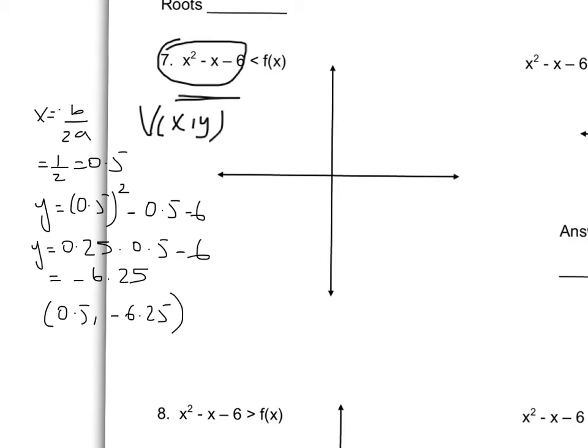So if you just count 1, 2, 3, 2, 3. Remember, when I give you something like that, you just have to sketch it. You don't have to be very accurate. So 0.5 and negative 6.25 is going to be somewhere over here.